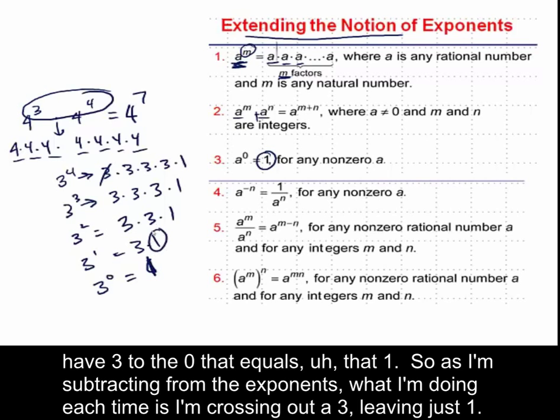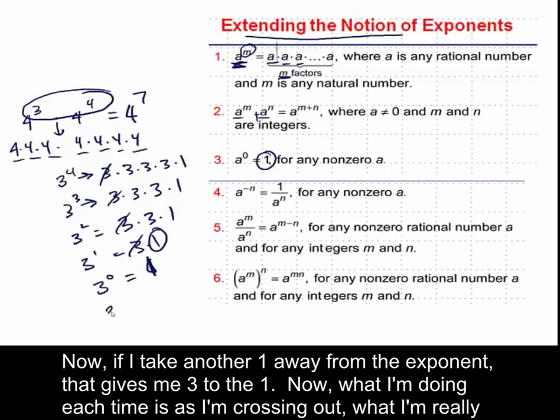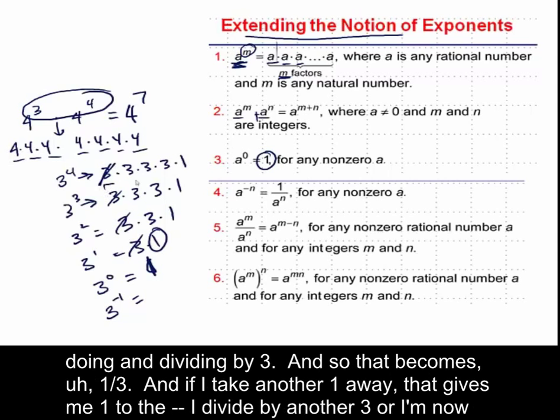equals that 1. So as I'm subtracting from the exponents, what I'm doing each time is I'm crossing out a 3, leaving just 1. Now if I take another one away from the exponent, that gives me 3 to the negative 1, and what I'm really doing each time, as I'm crossing out, is dividing by 3, and so that becomes 1/3.